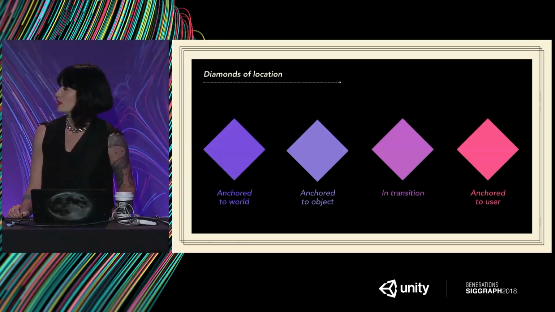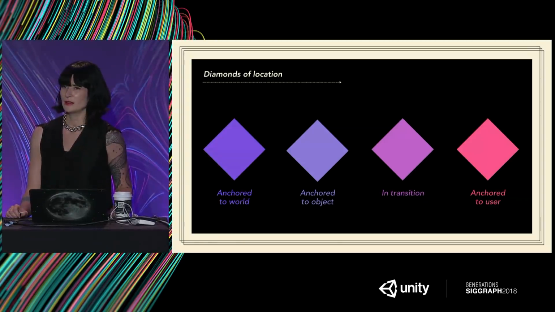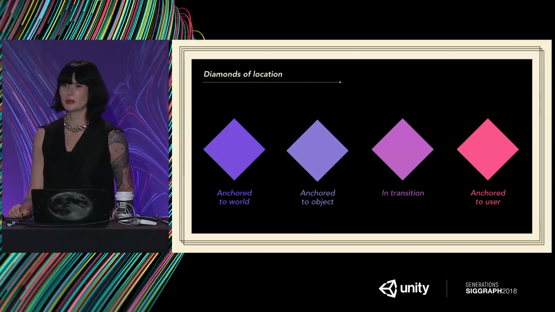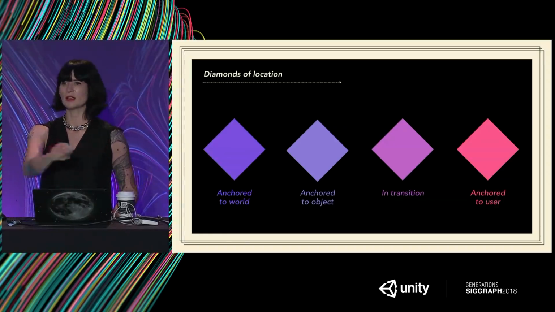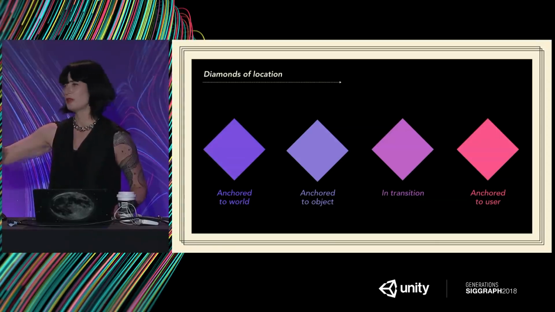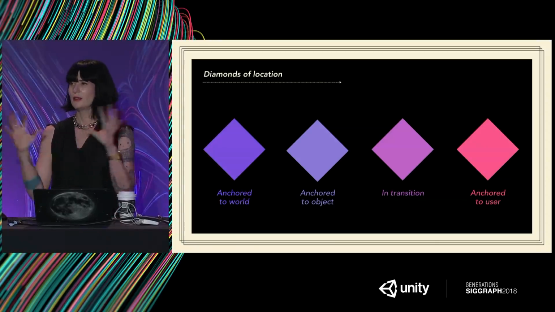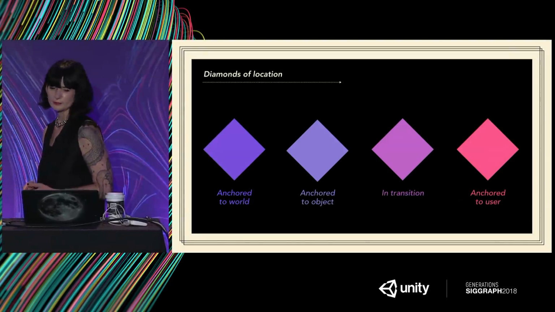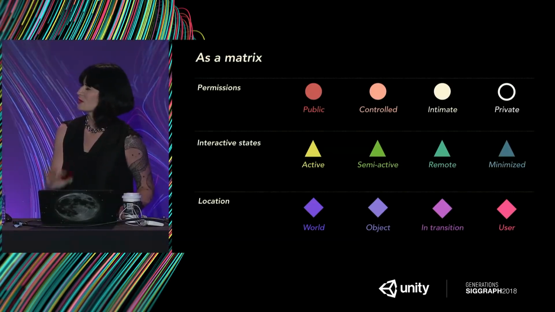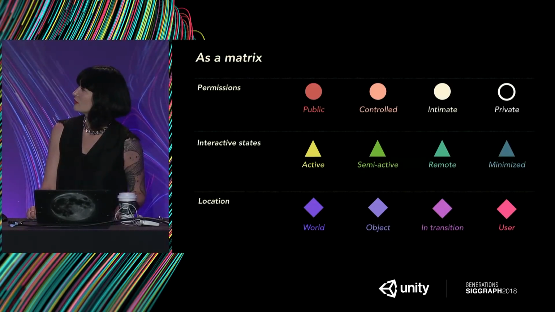And then in transition, this is when you have basically a UI that's being moved around, right? So it's going from here to here. It doesn't really exist anywhere. It's kind of anchored to your hand, but it could be anchored to your gaze. It could be anchored to a controller, whatever. It's just sort of existing, but it's in transition. And then finally, anchored to the user. I think those are pretty self-explanatory. Don't need to get into those too much.